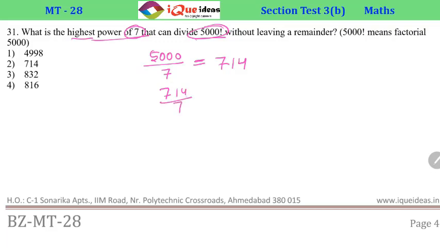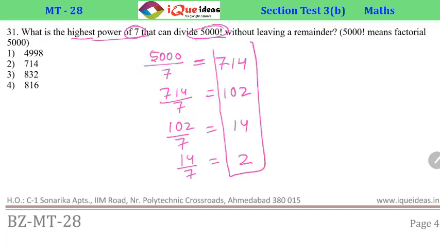So 714 divided by 7, we get 102. All right. Once again, 102 divided by 7, we get 14. And then 14 divided by 7, we get 2. Further division is not possible. So add these numbers: 714 plus 102 plus 14 plus 2. So we have 832. Alright. So 832 is the highest power of 7 that can divide factorial 5000. That is third option. Alright.